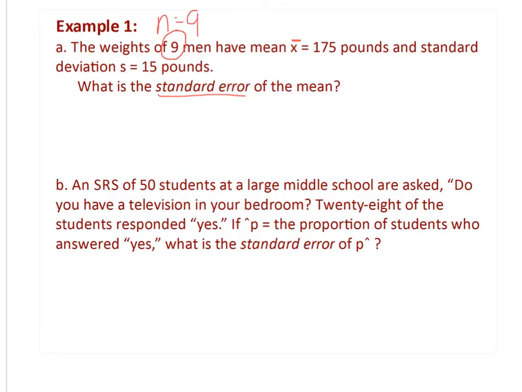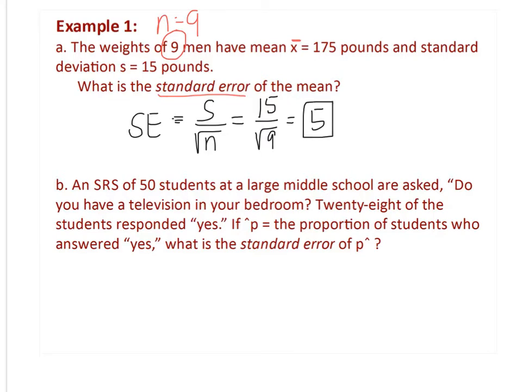The standard error is s over the square root of n. So we can look back to my confidence interval formula. Standard error is s over the square root of n, which would be 15 over the square root of 9, which gives me 5. So the standard error for this group of 9 men that we're weighing is 5 pounds. And you could say pounds in there too, or if it's a multiple choice question, it may just say 5. So this is one example of standard error. This is for means.